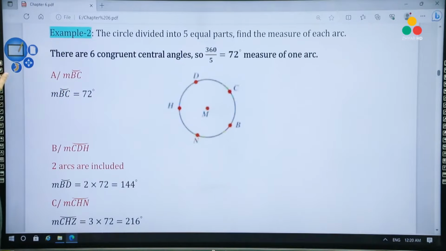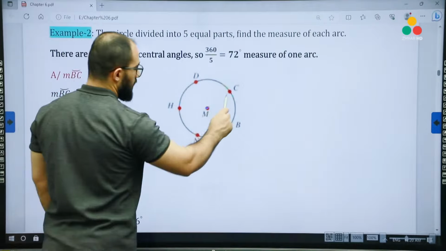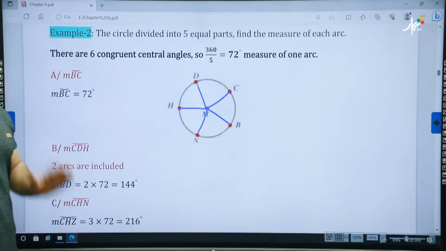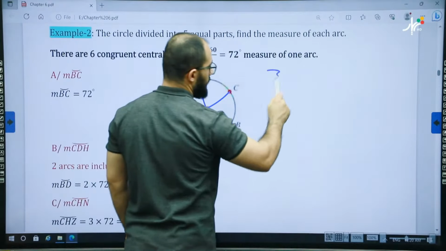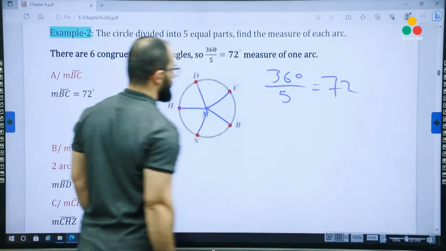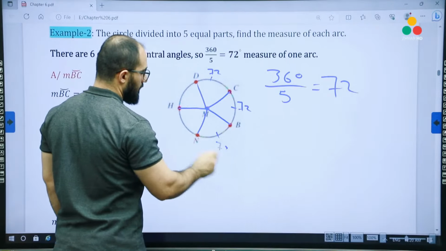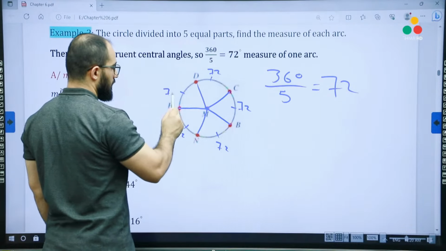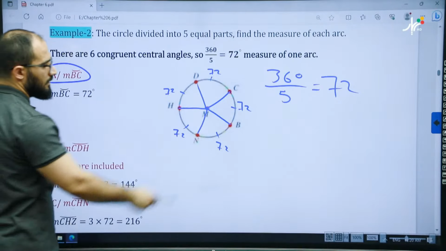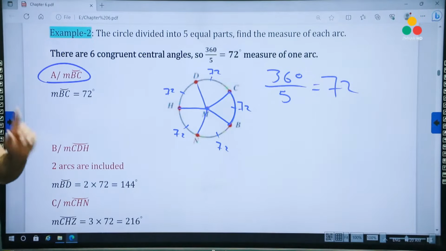Example 2. The circle is divided into 5 equal parts. This time we have 1, 2, 3, 4, 5. It is divided into 5 equal parts. Then 360 divided by 5 is equal to 72. It means the measure of each arc is 72. So, first question, find the measure of BC. This is BC, it's only one arc. So the measure of BC is 72 because it includes only one arc.